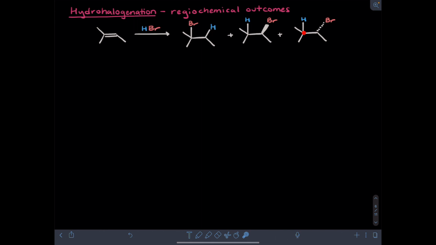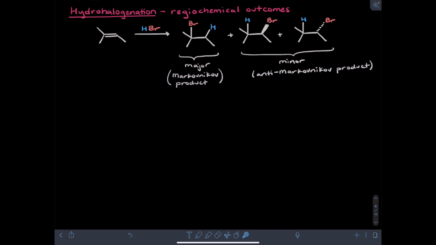This other product also has that same hydrogen on the left, bromine on the right pattern, but I've drawn these two as separate products because the carbon with the new bond to bromine is chiral in each case. What's observed is that the major product is the one where bromine has added to the carbon with two methyl substituents on it, and hydrogen has added to the carbon with one methyl substituent on it.